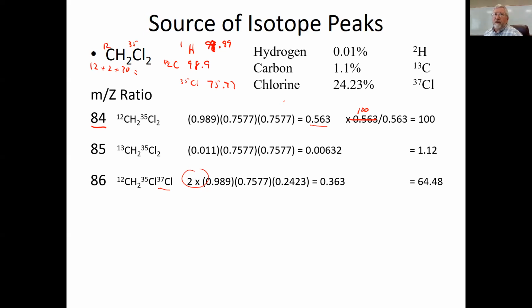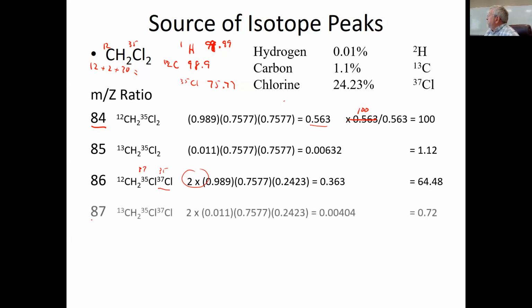There's only one carbon. Okay, I see what's happening. This chlorine could be 35 or 37. This one could be 37 or 35. So now I'll look back at the CH2Cl2. There's two chlorines. And so that gives us this, and it gives you this relative size.